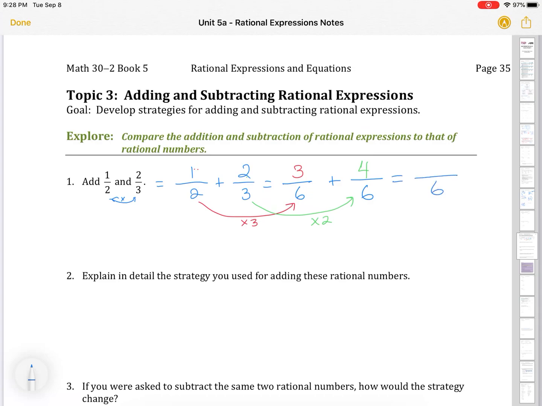So I keep that denominator. I always say you work so hard to find it, you might as well keep it. And then I add my numerators. So 3 plus 4 is 7. Now, normally when we're adding rational numbers, this is an improper fraction and we would change it to a mixed number. But we're not going to worry about that for now because we don't do that with rational expressions. So we're just going to leave it as an improper fraction. So what we do for adding these rational numbers is we find common denominators.